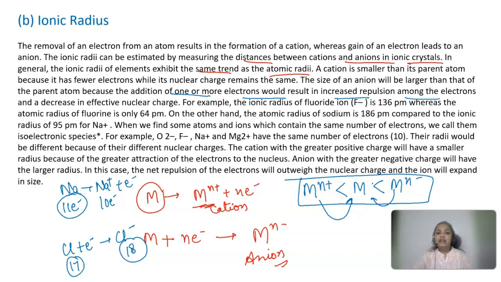But let's say we have some ions which have the same number of electrons, we call them isoelectronic species. For example, O2 negative, F negative, Na positive and Mg2 positive.